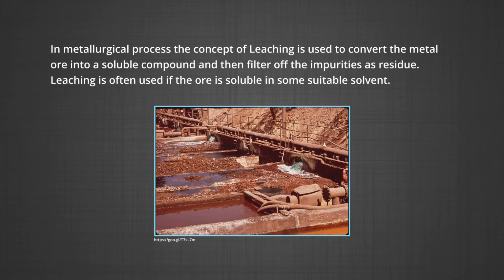The processes discussed till now were basically physical methods of concentration of ore. For some ores, the chemical process of leaching is used. In general, leaching means to separate soluble constituents of a mixture by passing a suitable liquid through it. In metallurgical processes, the concept of leaching is used to convert the metal ore into a soluble compound and then filter off the impurities as residue. Leaching is often used if the ore is soluble in some suitable solvent.